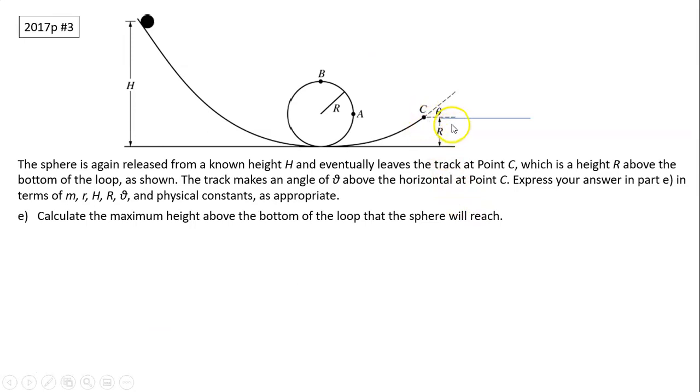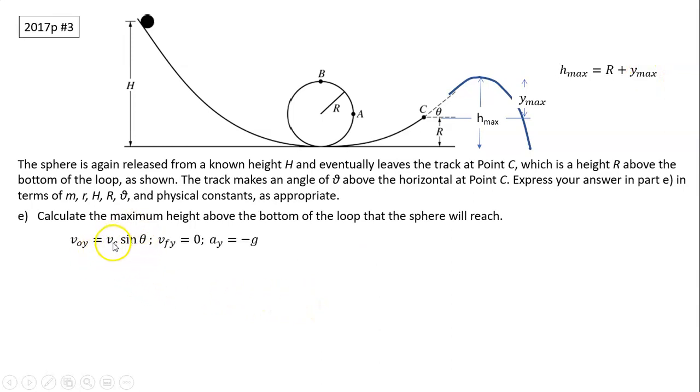So after it leaves C, it becomes a projectile. You're asked to calculate the total height above the bottom. So this total height is actually the radius R plus your y max. The y max we can figure out from kinematics because we know the velocity at C and we know the angle, so we know the initial vertical velocity. We know at the highest point the vertical velocity is 0. We also know during this transition the acceleration is negative g. Whenever we know three, we can figure out the rest. Once you find y max, you simply add R to find h max. So h max again equals R plus y max.